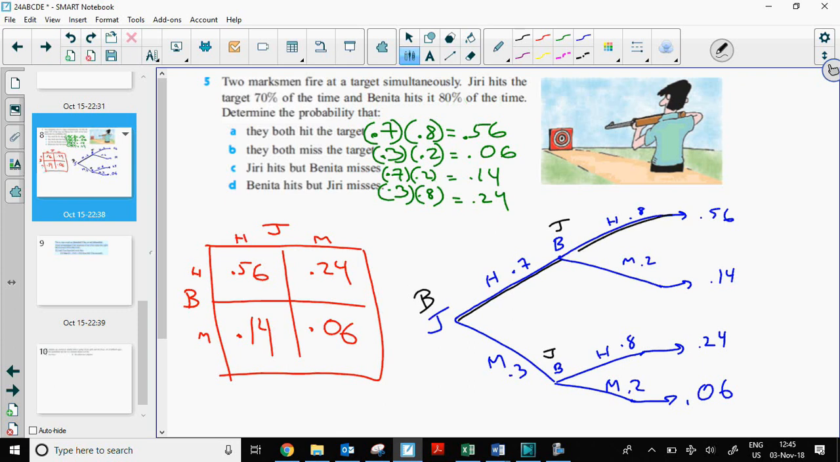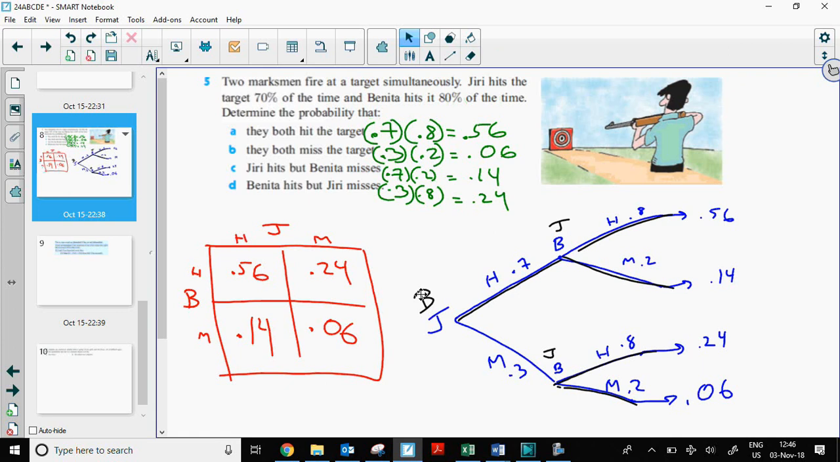Either Benita's going to hit or Benita's going to miss. And at the end, I have, again, 4 different outcomes, and they all add up to 1. I want you to think back through all this to chapter 8, where we learned about counting, and that was the first time that we encountered the words "and" and "or." When we have an "or" situation, it means that we need to add things up. When we have an "and" situation, it means that we need to multiply together.